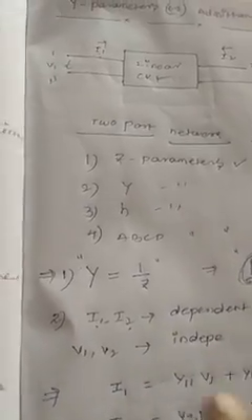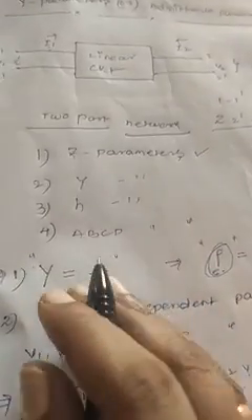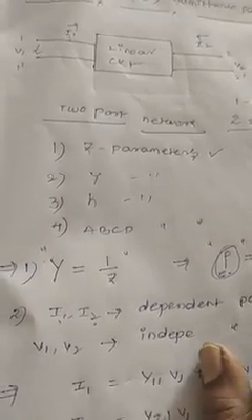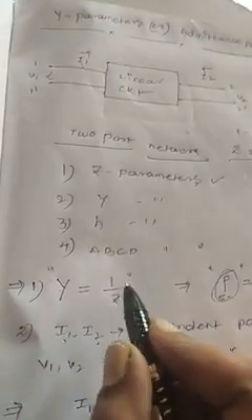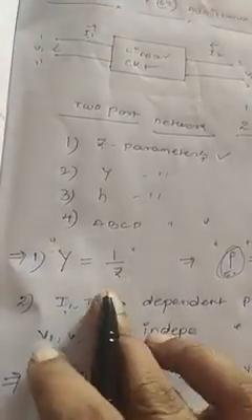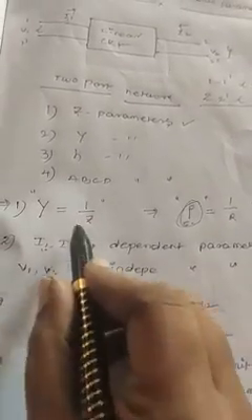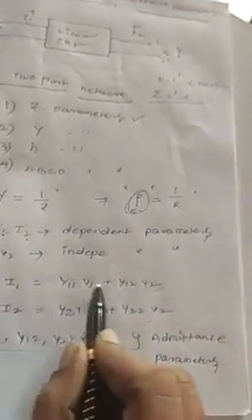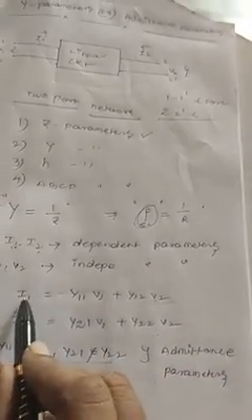Here the 2 main key points are these. First, admittance is similar to conductivity: the reciprocal of resistance is conductivity, and admittance is the reciprocal of impedance. Second key point: I1 and I2 are the dependent parameters, V1 and V2 are the independent parameters. According to these 2 key points we write 2 equations, where I1 and I2 depend on these terms.